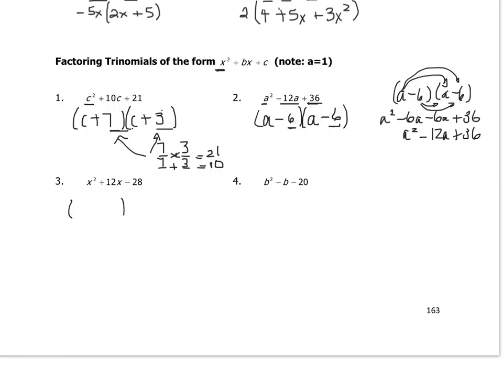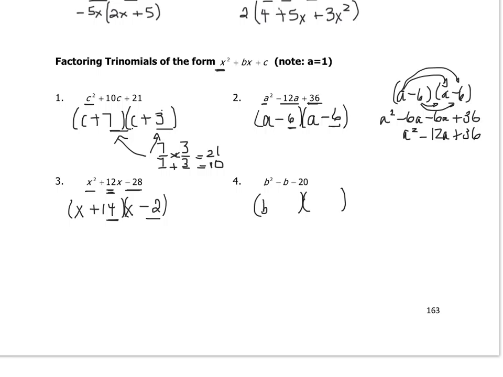Alright, next one. Again, if it's factorable, the two terms, x and x, will multiply to give you x squared, and the two terms that go in here would have to multiply to give you a negative 28 and add to give you a 12. So if they multiply to give you negative 28 and add to give you a 12, that would be positive 14 and negative 2. They would multiply to give you negative 28 and add to give you positive 12.